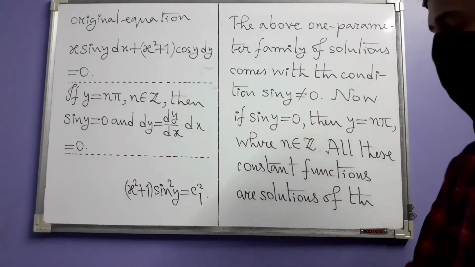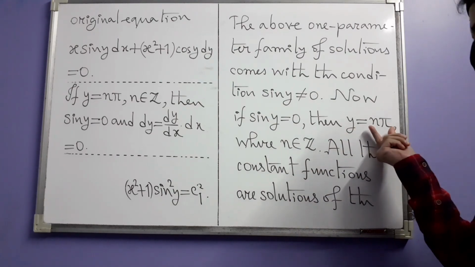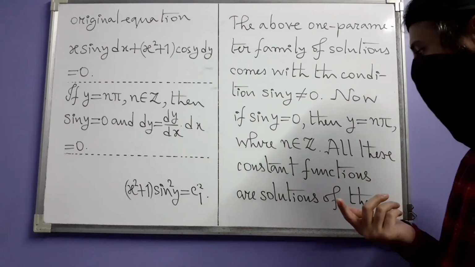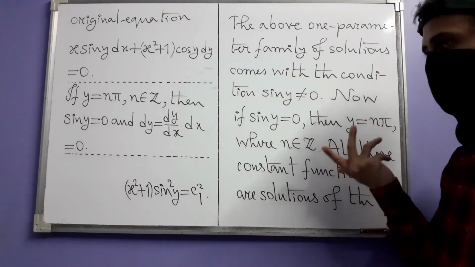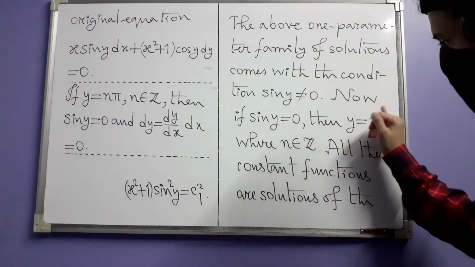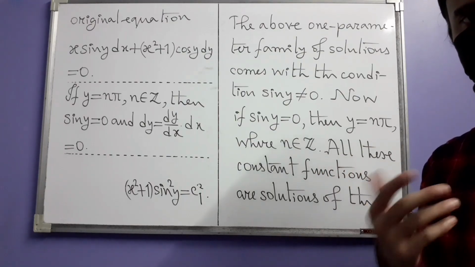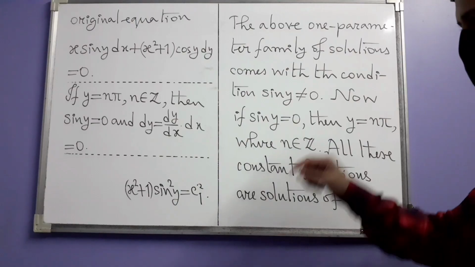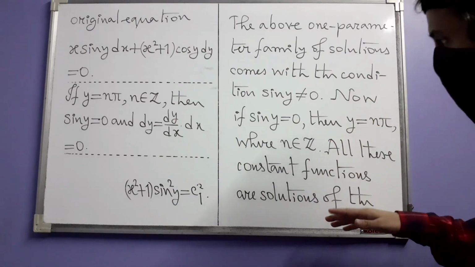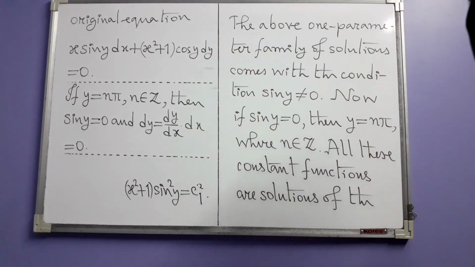Now if sin y is equal to 0, then you know what y is. y is then an integer multiple of pi, n pi, where n is any integer. And what are these? These are constant functions, where you can regard this as a function of x, where as x changes, y does not change, it stays n pi. Once you have chosen that n, then it becomes a constant function. All these constant functions are solutions of the original equation. How? Let us see that also.